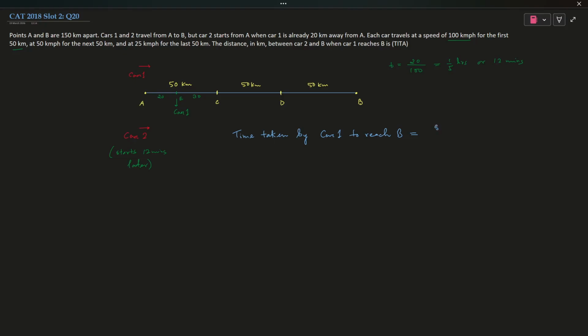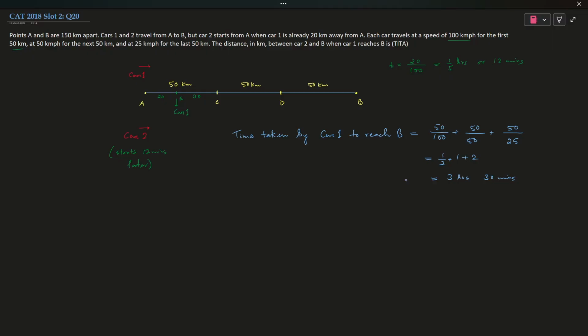So what is the distance? Distance is 50, speed is 100. Again 50 is the distance, speed is 25. No, speed is 50 km per hour. Next 50 km at 25 km per hour. This is 1 by 2, this is 1, this is 2, 3.5 hours, or I can say 3 hours 30 minutes. This means car 1 takes 3 hours 30 minutes to reach B.